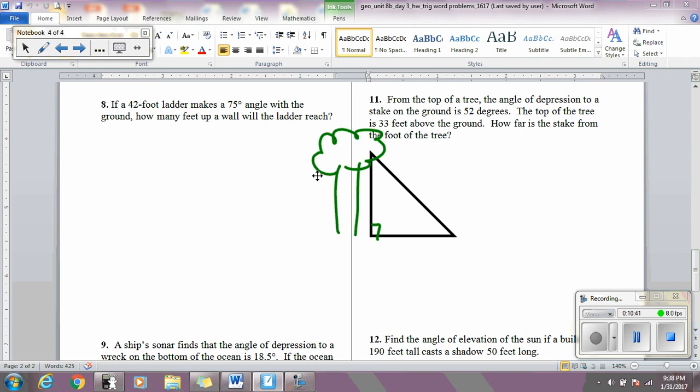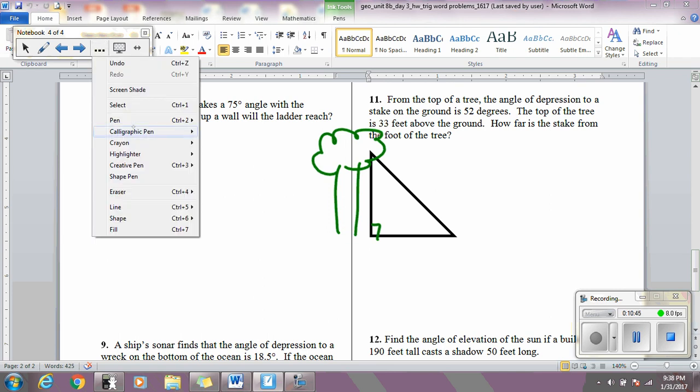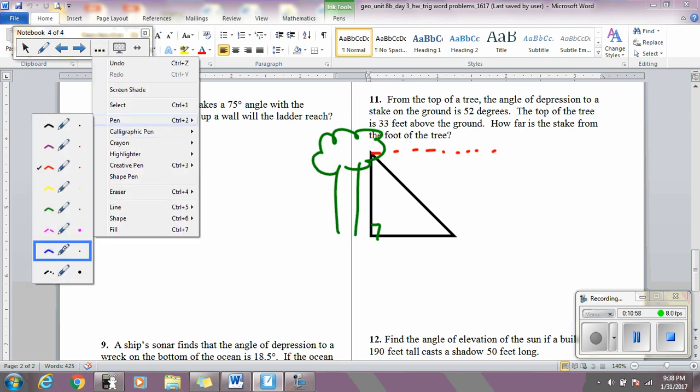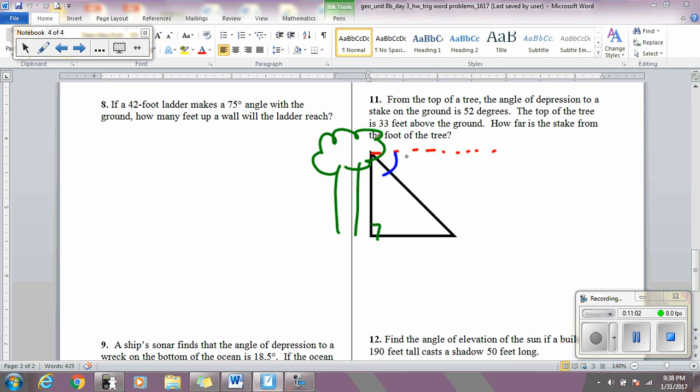So the angle of depression, you've got to remember from our notes that it has to have a horizon on top. So here's your horizon for your angle of depression, which means the angle is actually right here, and it is 52 degrees. And here's our stake on the ground. The top of the tree is 33 feet above ground, so this is a 33 feet high tree.